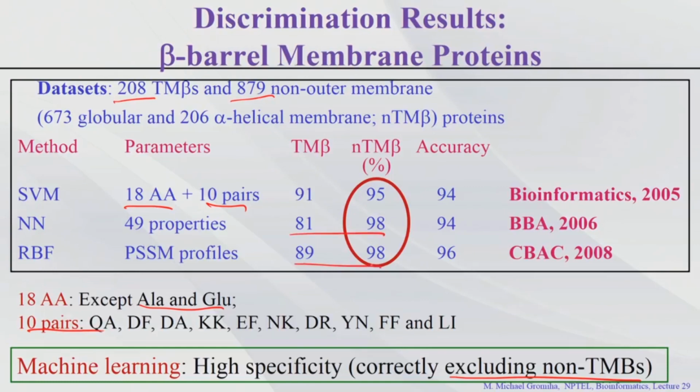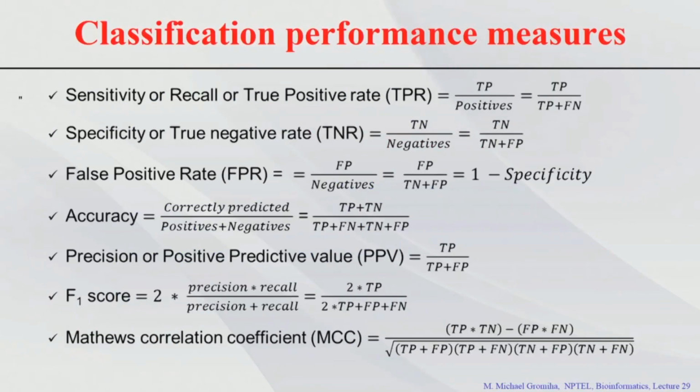Otherwise, if one is high with the negative set or the positive set, then the reliability is very low. So we need to check the accuracy along with sensitivity and specificity. There are other performance measures, for example, the false positive rate, the precision, F score, and Matthews correlation coefficient. You can also use these to measure the performance of your method.